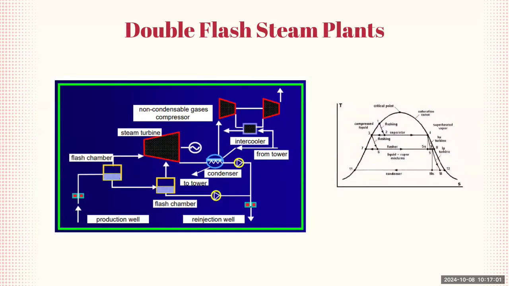We also have double flash steam plants, where the previous one was just a single flash steam plant. It's basically the same, where the main difference is that after the initial flashing, any remaining water is passed through a second flash chamber, where it's flashed again to generate more steam, and this is done to increase the overall efficiency. The non-condensable gases are compressed and removed, while the steam is condensed back in the condenser and re-injected through the re-injection well. So this two-stage process allows for more efficient extraction of energy from the geothermal fluid, maximizing the electricity generation.